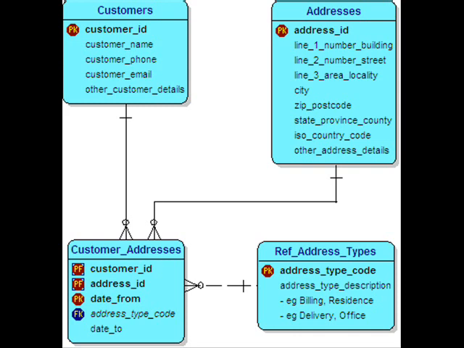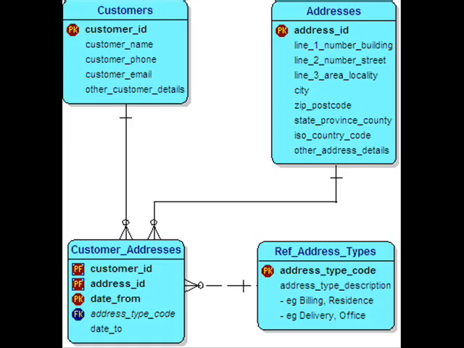This is another example where a many-to-many relationship can be found. In this case, a customer can have many addresses, and many customers can live at the same address. We resolve this many-to-many by an intermediate table shown in the diagram as customer addresses.